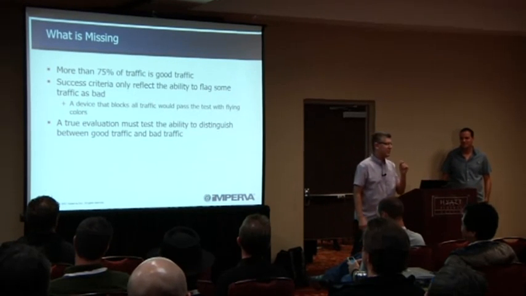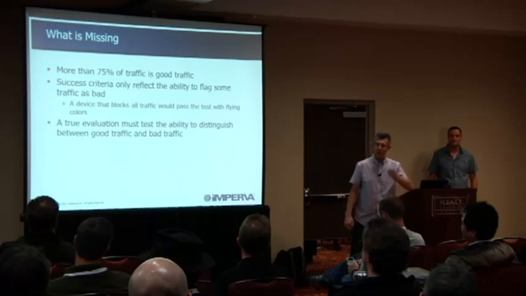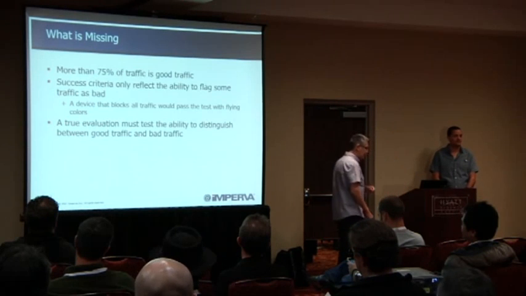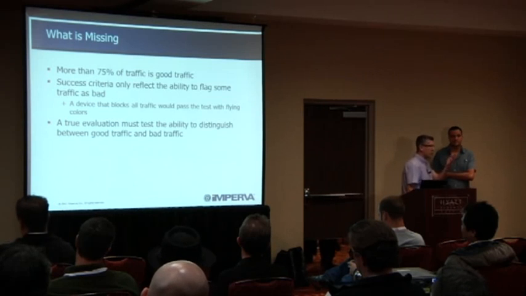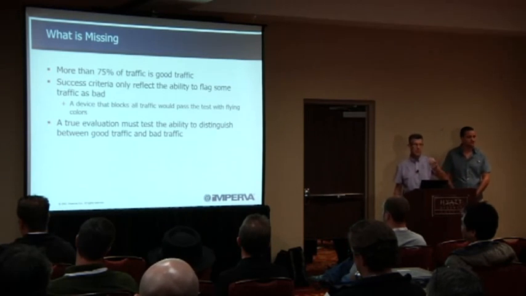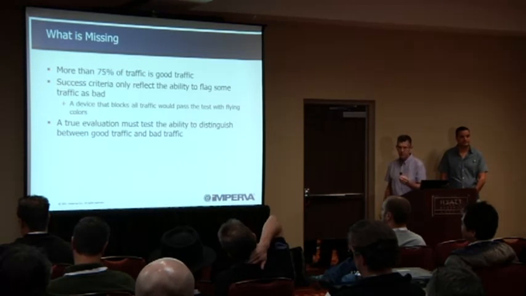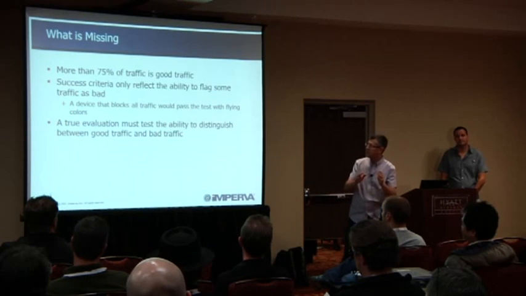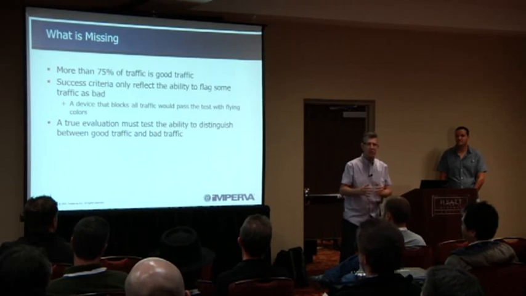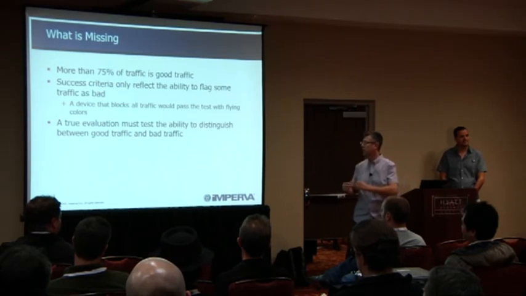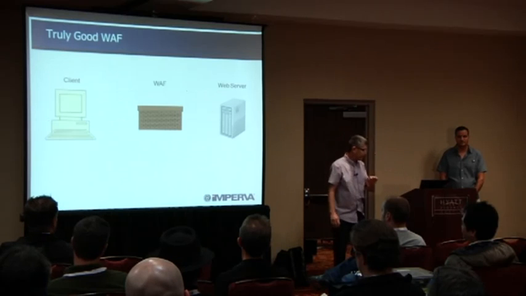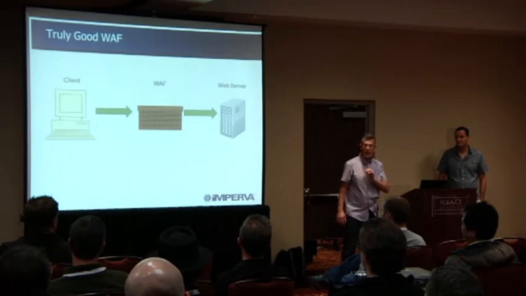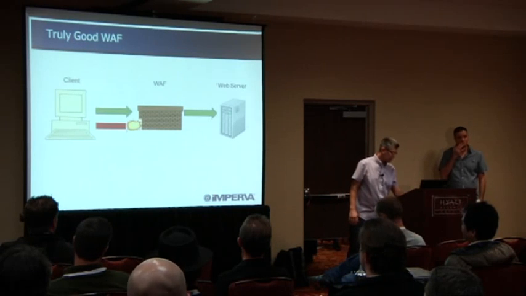More than 75% of traffic is good traffic, and we want good traffic to arrive at our application servers. Current success criteria only look at one side of this equation and reflect the ability to detect some of the traffic as bad traffic. A true evaluation must consider the other side, the ability to allow business continuity, the ability to distinguish between good traffic and bad traffic. So this is how a good web application firewall should look, allowing good traffic to pass and blocking only attack traffic.